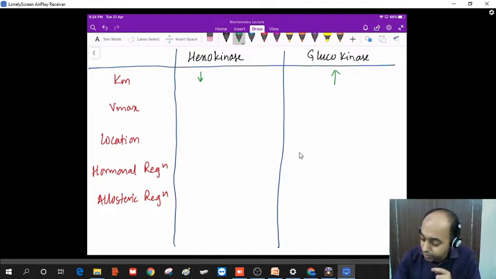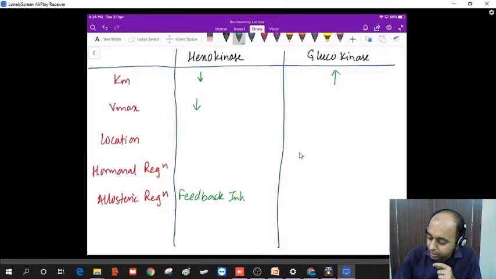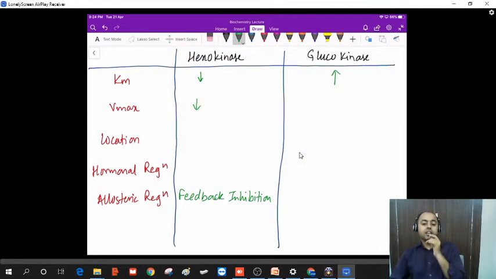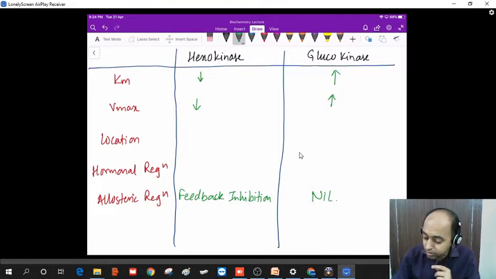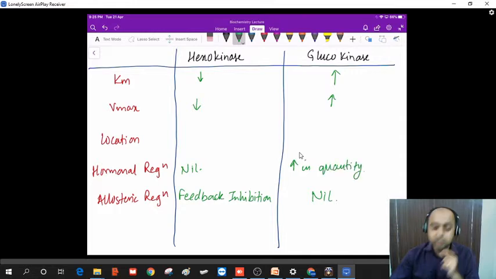Don't worry. The Vmax for hexokinase is also low. Reason is the feedback inhibition. Remember, as more and more glucose 6 phosphate is formed by the reaction of hexokinase, it will start inhibiting the enzyme itself. Therefore, the Vmax for the hexokinase is low, whereas there is no feedback inhibition in case of glucokinase, and therefore it is able to have a high Vmax. Hormonal regulation: no hormonal regulation for hexokinase, but an increase in quantity of glucokinase occurs in response to increased glucose. When the insulin rises, it will result in more production of the glucokinase.